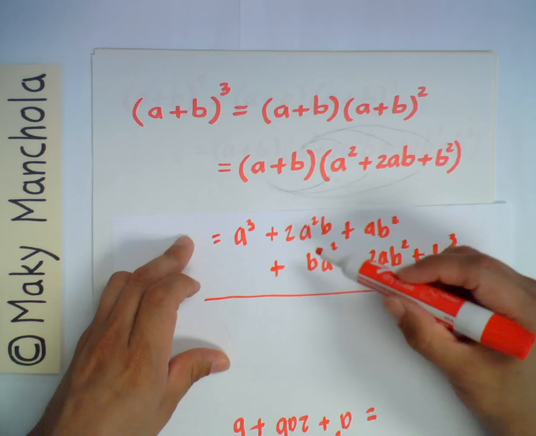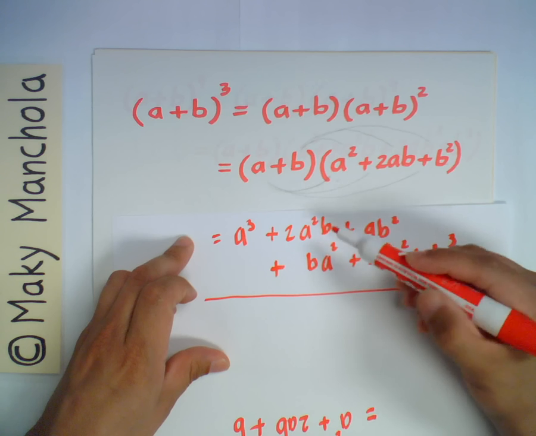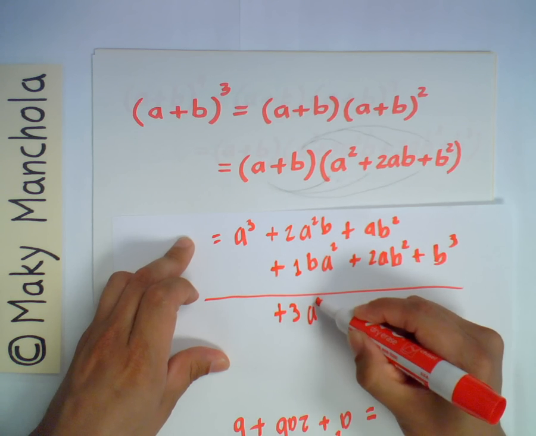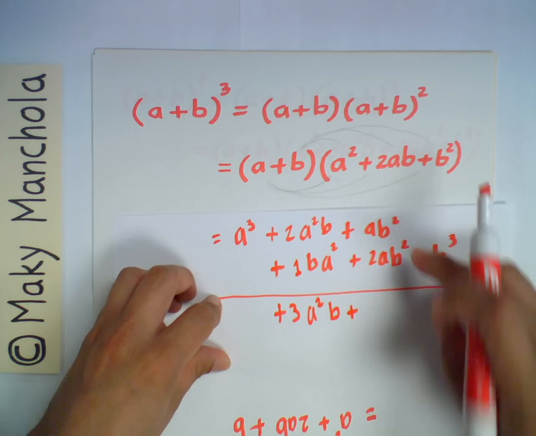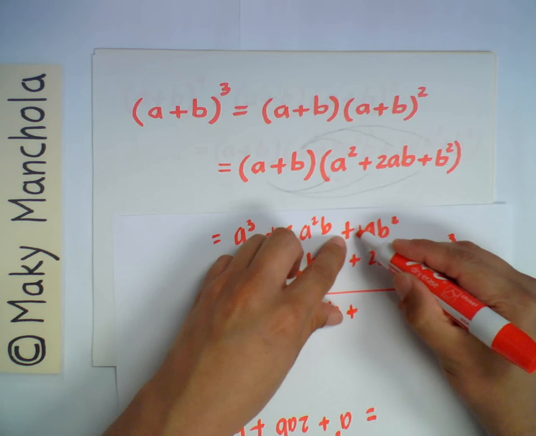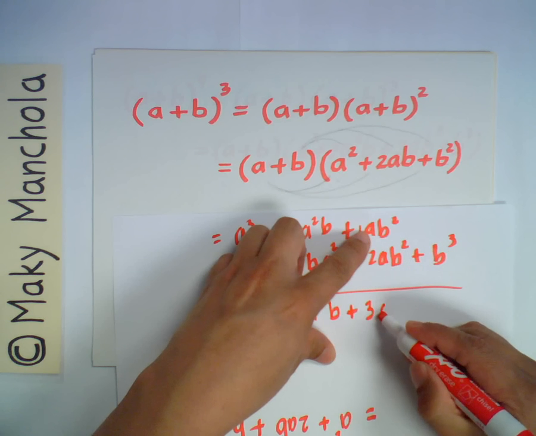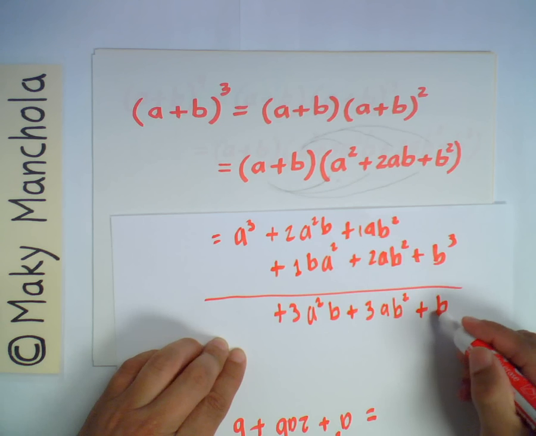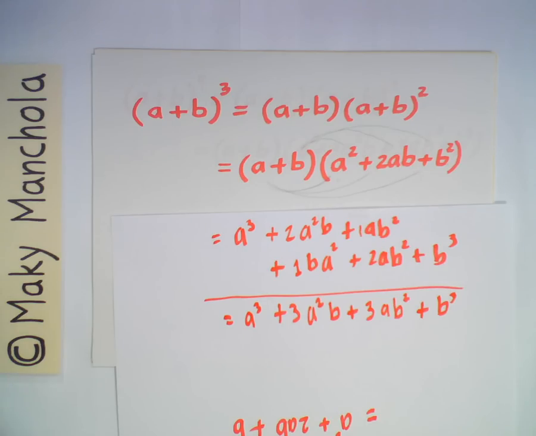Now observe that we do have like terms. 2a squared b plus ba squared is 3a squared b. In this column we also have like terms. You have one of those and two of those is three of those, 3ab squared, plus then you have your b cubed and you have your a cubed. That took quite a bit of time, but we got it.